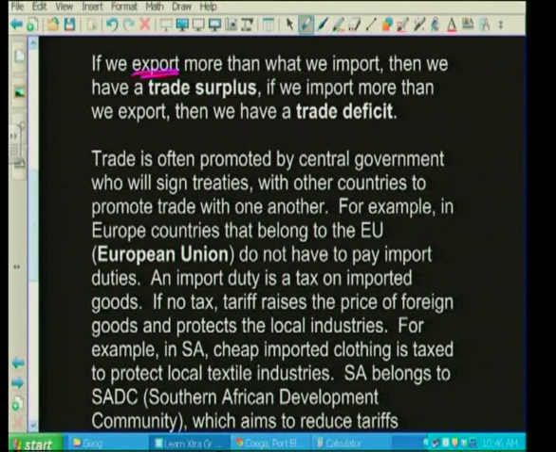If we export more than what we import, then we have a trade surplus. We make more money, and it's a good thing. Economically, this is what makes us stronger, and this is what we need to be viable and self-sufficient. But if we import more than we export, then we have a trade deficit. We're buying more stuff from other countries and paying all our valuable rand to places like America and Germany and Italy and the UK and Australia and all those various countries that we do trade with.